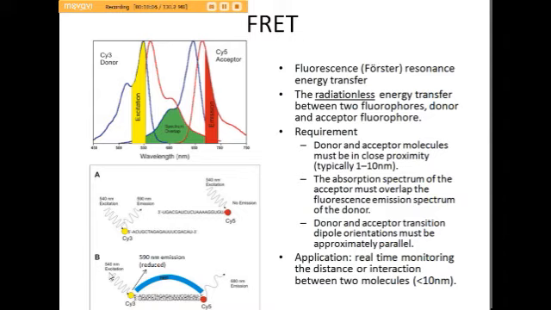The application of FRET is very wide in cell biology. It could be used in real time to monitor the distance, and most importantly, to monitor the interaction between two molecules. You might wonder why distance means interaction. This is because when the distance between two molecules is less than 10 nanometers for a long period of time, that means they are interacting physically.